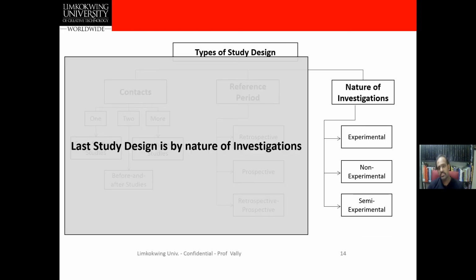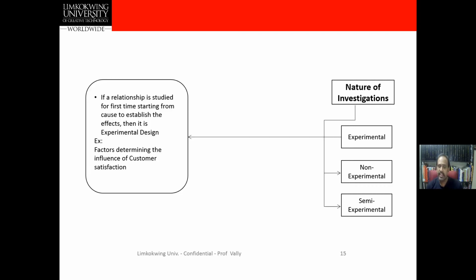The last one we have got is the nature of investigation. Investigations, like we have got experimental, non-experimental and semi-experimental. If you see experimental research, it is studied to establish a cause. We are trying to establish an effect. We would like to know what is the cause of it. The example: factors determining the influence of customer satisfaction. So from the cause, I understand the effect. I'll again repeat, determining the influence of customer satisfaction.